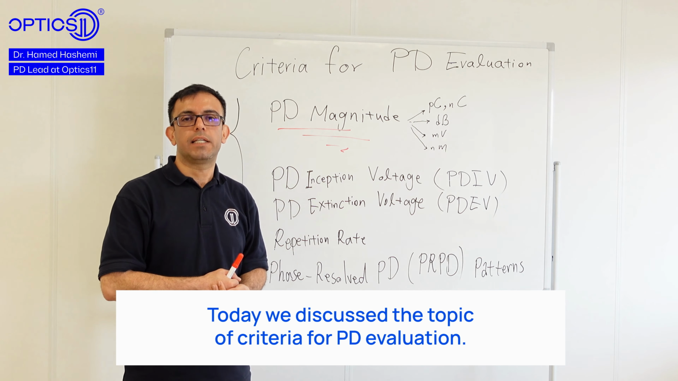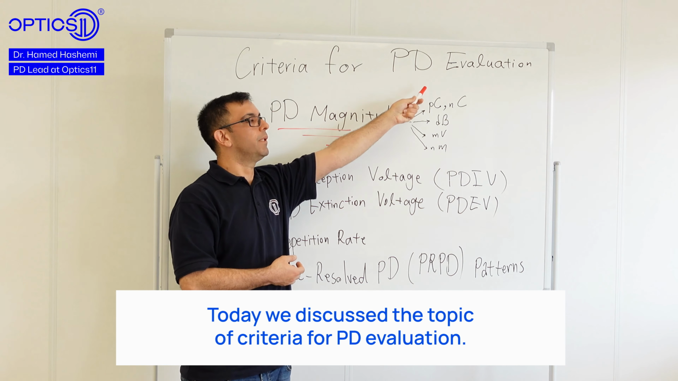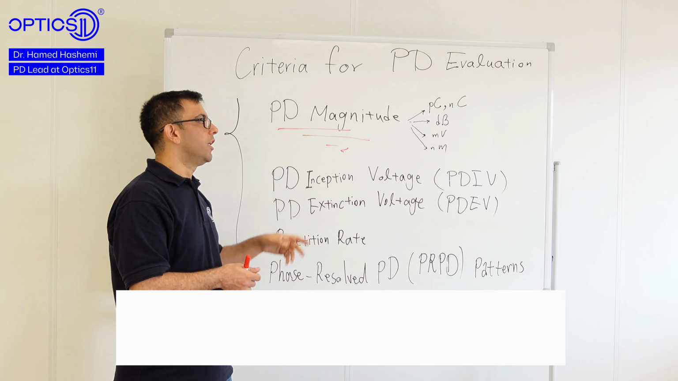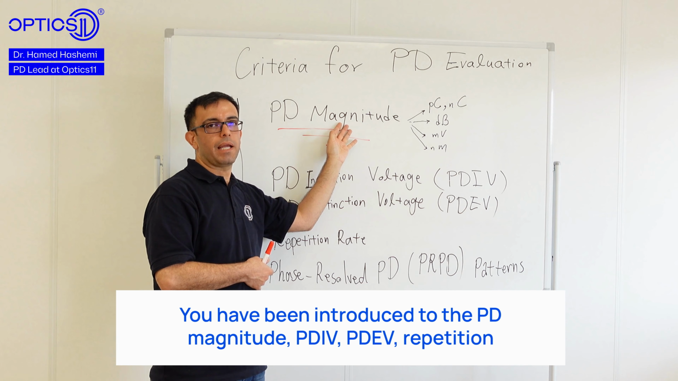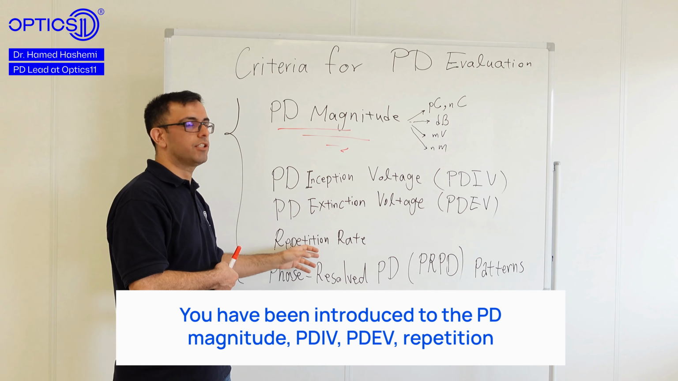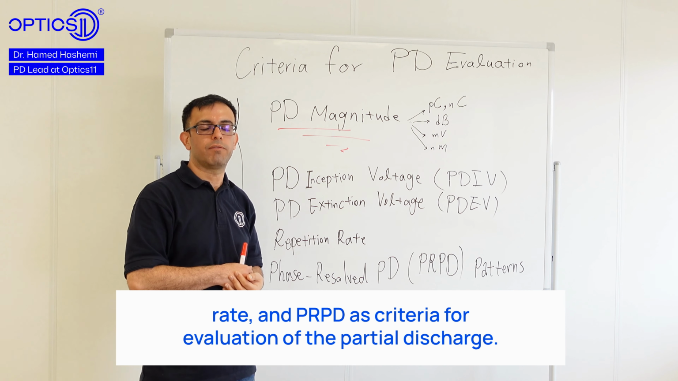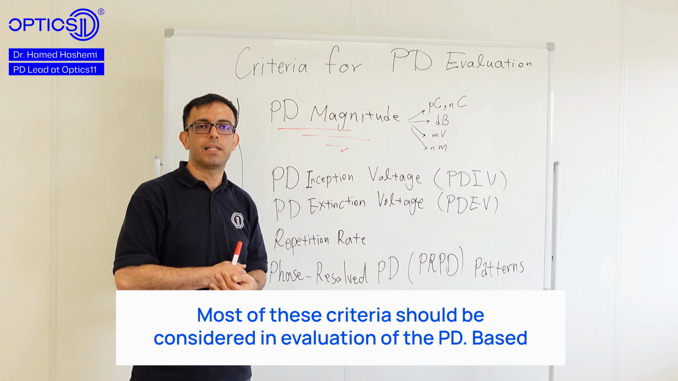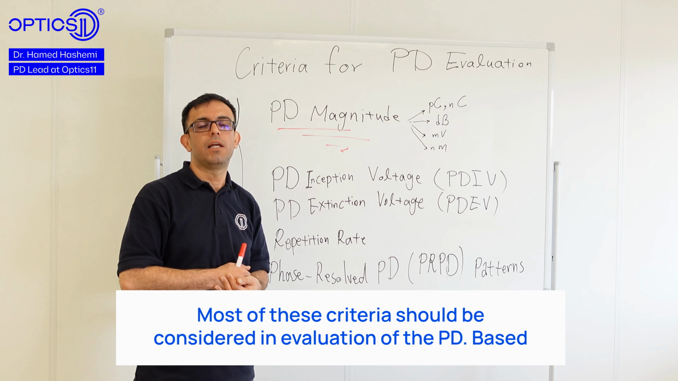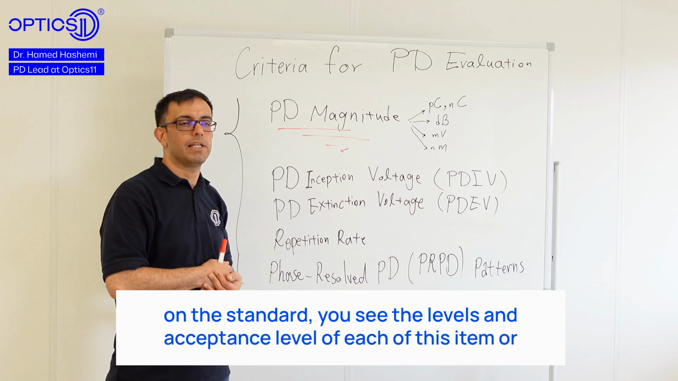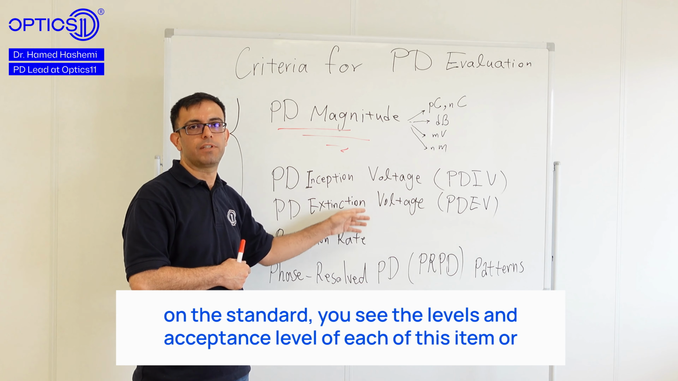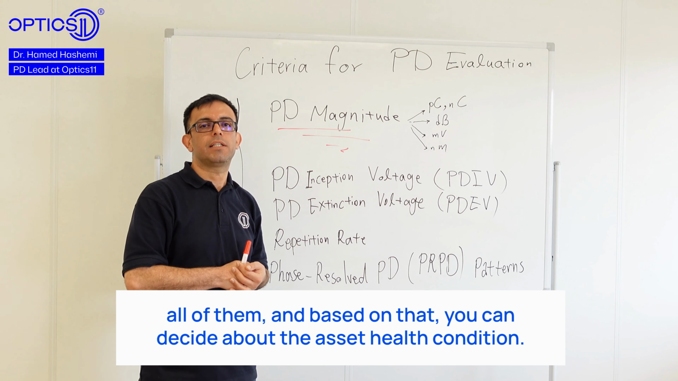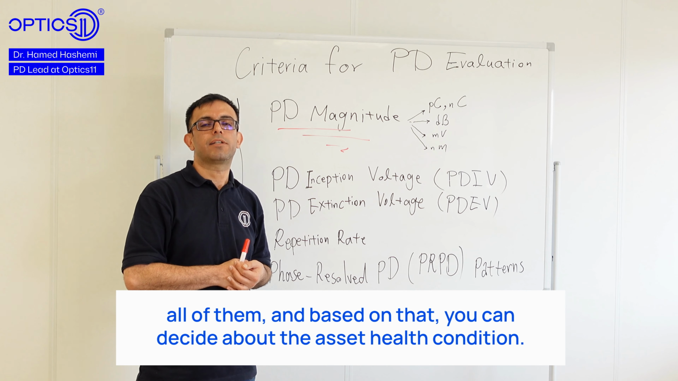Today, we discussed the topic of criteria for PD evaluation. I listed different criteria. You have been introduced to PD magnitude, PDIV, PDEV, repetition rate, and PRPD as criteria for evaluation of the partial discharge. Most of these criteria should be considered in evaluation of the PD. Based on the standard, you see the levels and acceptance level of each of these items or all of them. And based on that, you can decide about the asset health condition.